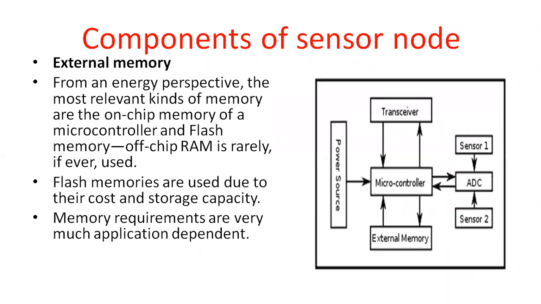Here, coming to the external memory. From an energy perspective, the most relevant kinds of memory are the on-chip memory of the microcontroller, flash memory, and RAM. Flash memories are used due to their cost and storage capability. The memory requirements are very much application dependent. That means the requirements of memory depend upon your application size, and based on that you select the memory.